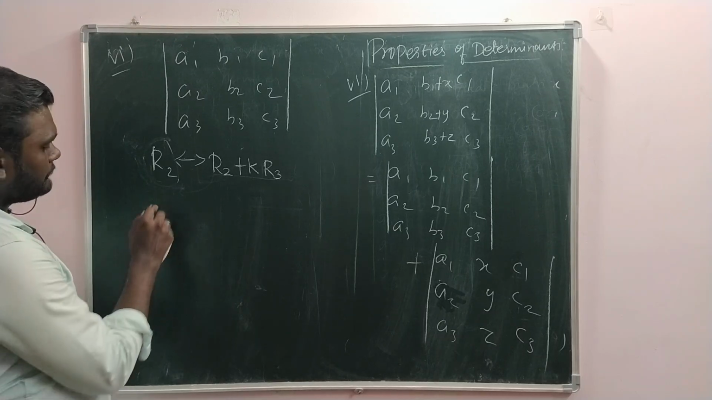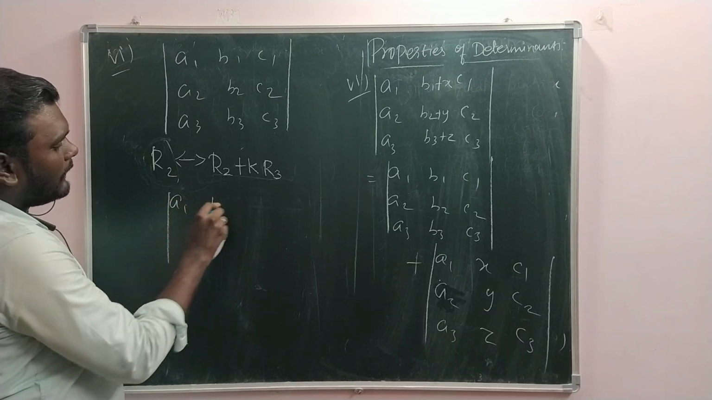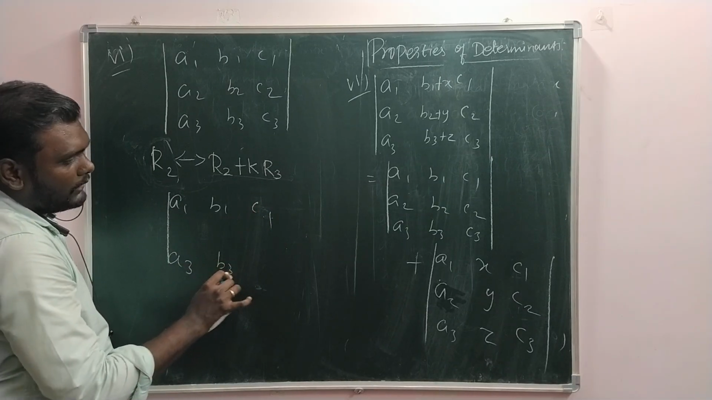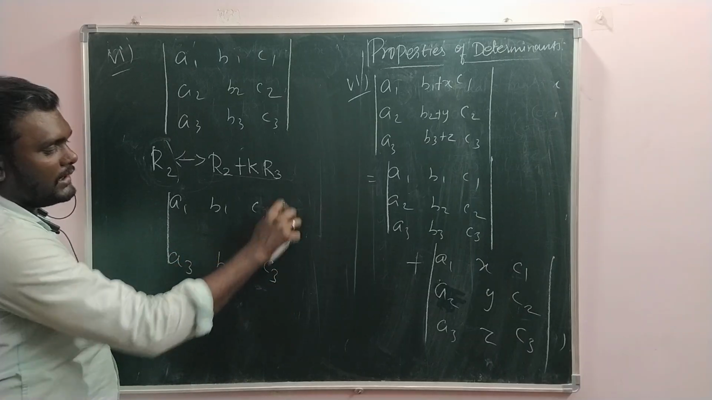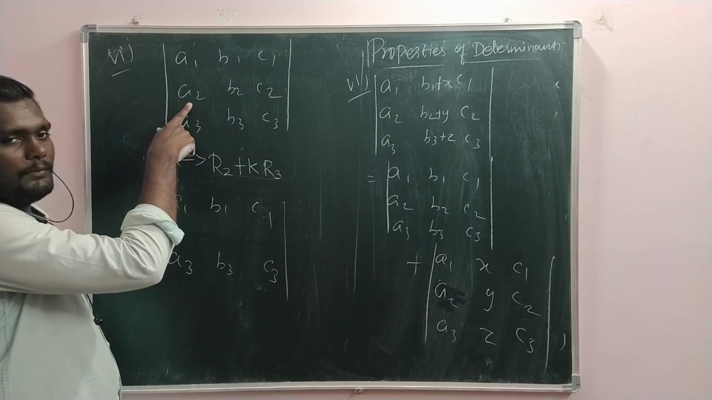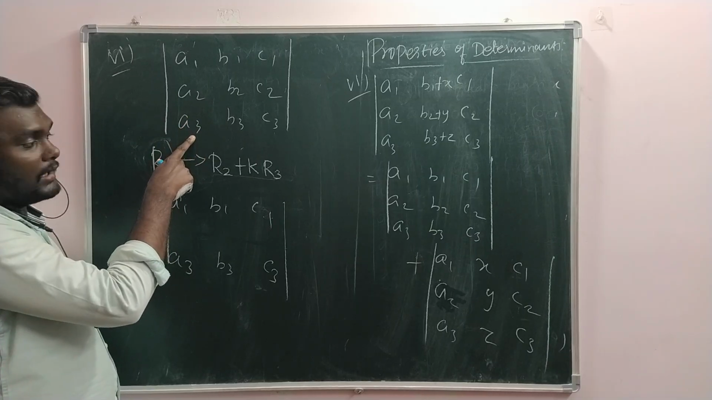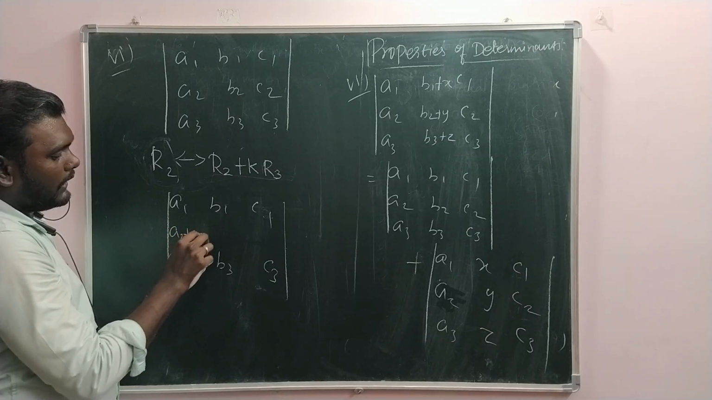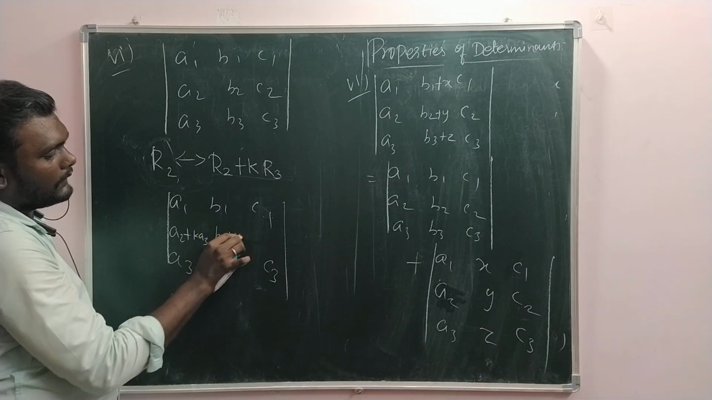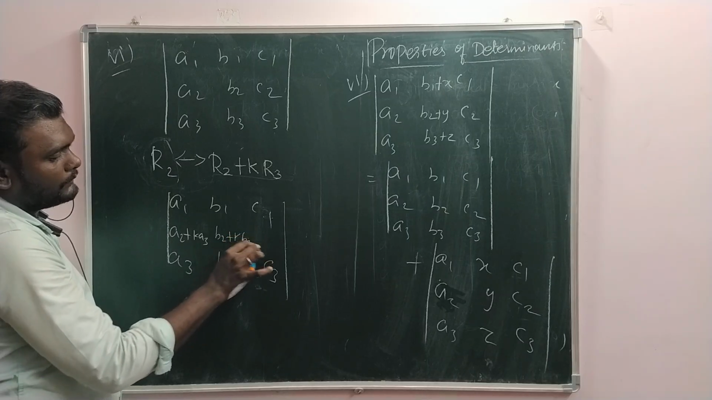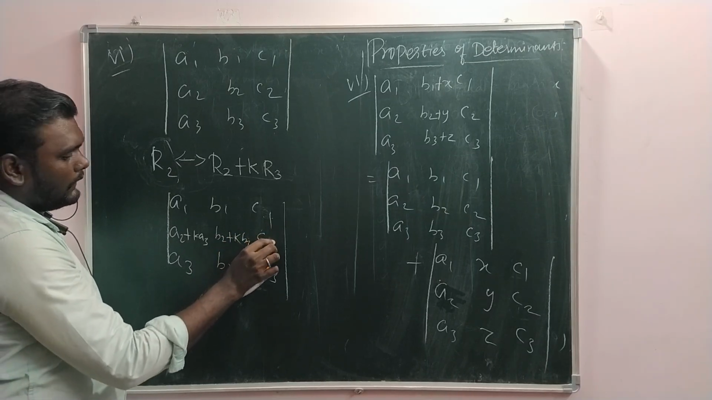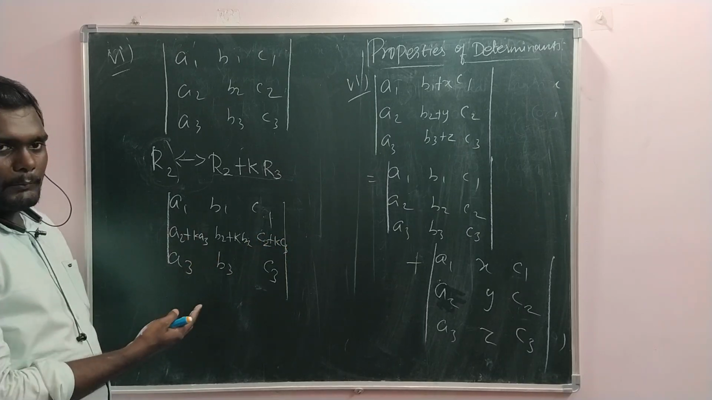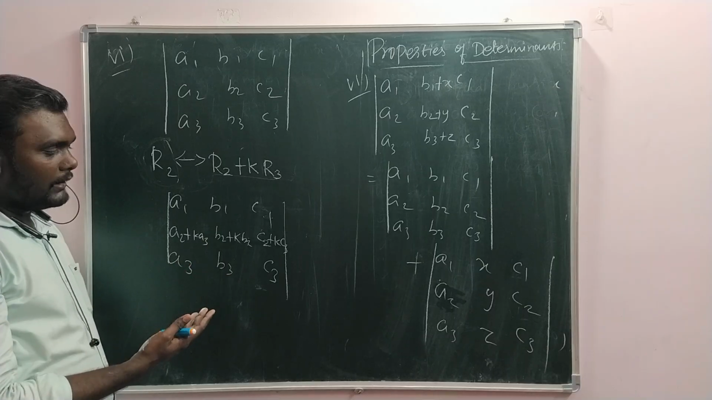Then the determinant value will be A1, B1, C1. The last row is unaltered: A3, B3, C3. But the second row I am changing. How am I changing? I am taking the element of R2 and the corresponding element of R3 multiplied with k. So this will become A2 plus k A3, this will become B2 plus k B3, and this will become C2 plus k C3.